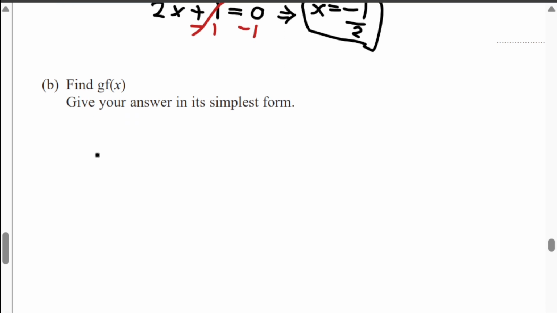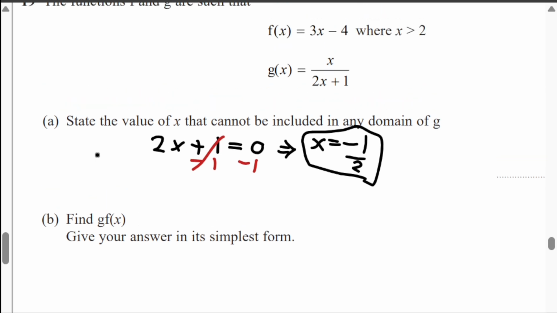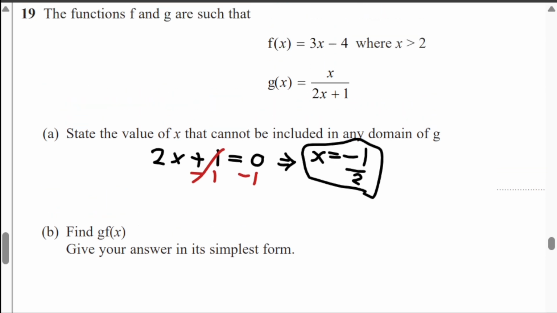Find g f of x. To make you understand this in an easy way, what if it was g of 3? If it's g of 3, we will substitute 3 here, 3 here, 3 here, right? But now it's g f of x. So instead of these x's in g, we will substitute the value of f of x. Do you get me? Instead of this x here, we will substitute 3x minus 4. Instead of this x, we will substitute 3x minus 4.